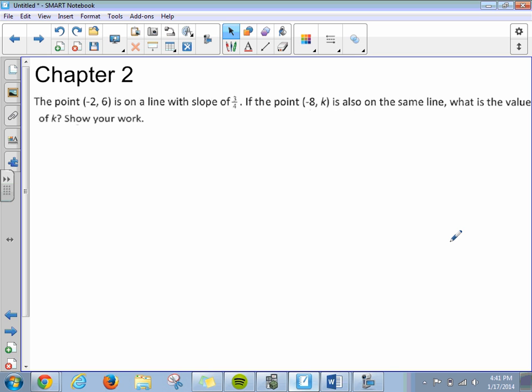All right, so in this one, they give us a point. They say the point (-2, 6) is on a line, so we're talking about a line. So we know we have something linear with a slope of 3/4. It says that the point (-8, k) is also on the same line. What is the value of k? And show our work. So with this, we're going to think back to that really important equation that goes with linear functions. When you think linear functions, you should be thinking y equals mx plus b.